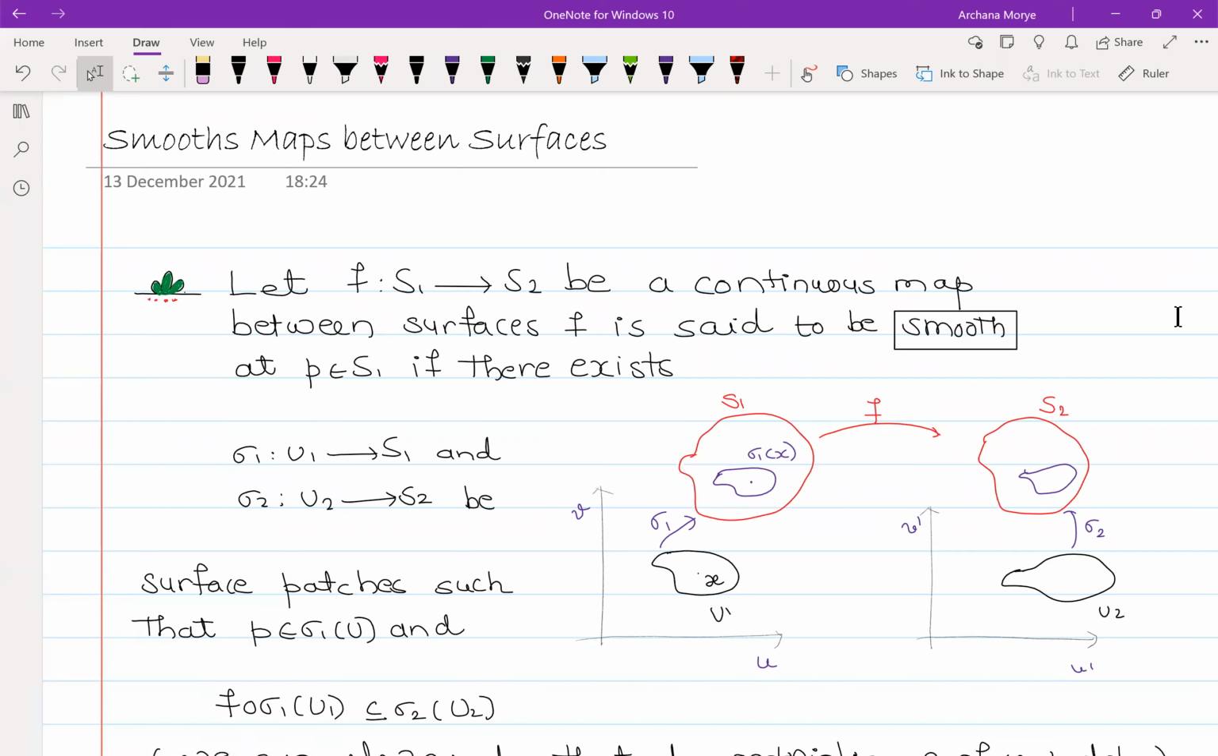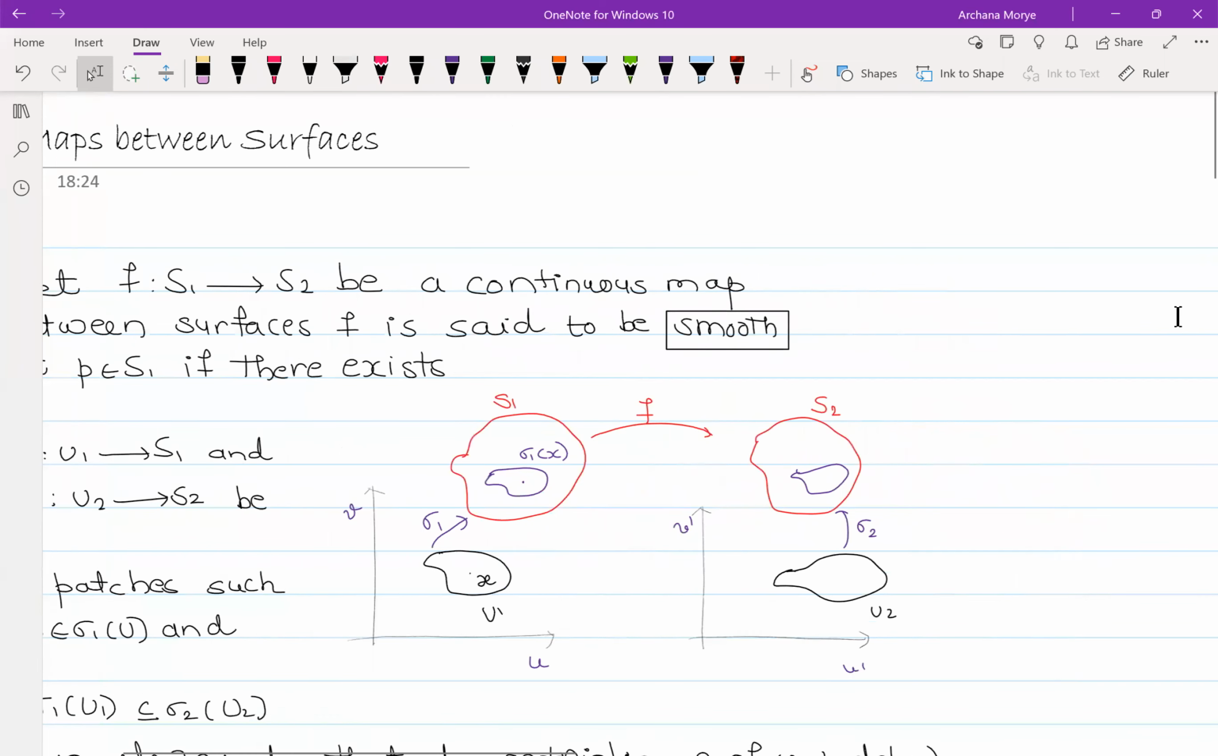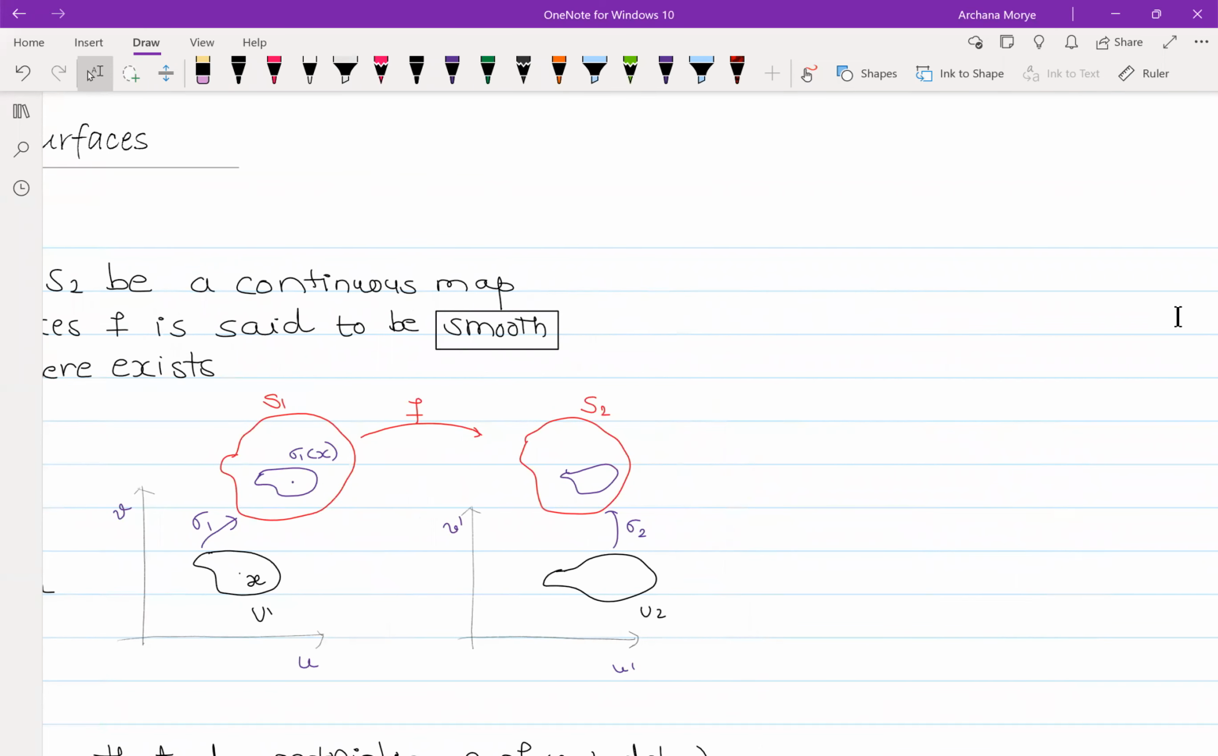Right. So till last class, what we did was I defined what are smooth surfaces, and today what we will do is, you remember always that whenever we define a group, we give a definition of group, then we do examples, and then we define what are the morphisms between groups, right? Similarly, when you do topological spaces, we define continuous maps and so on.